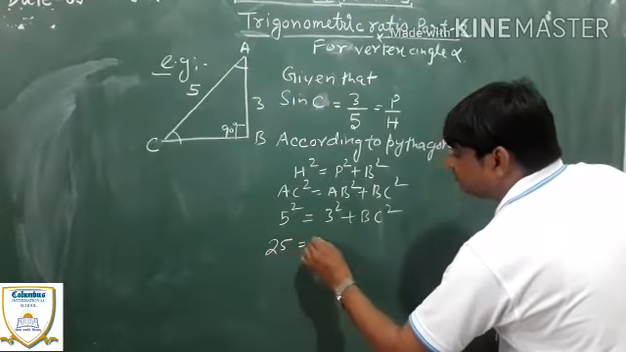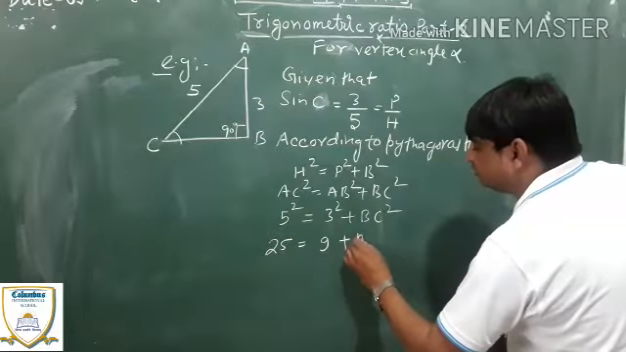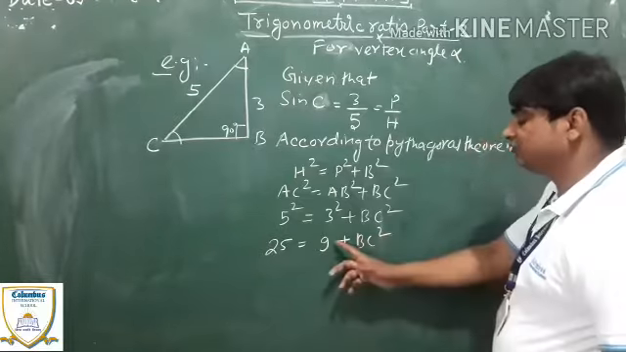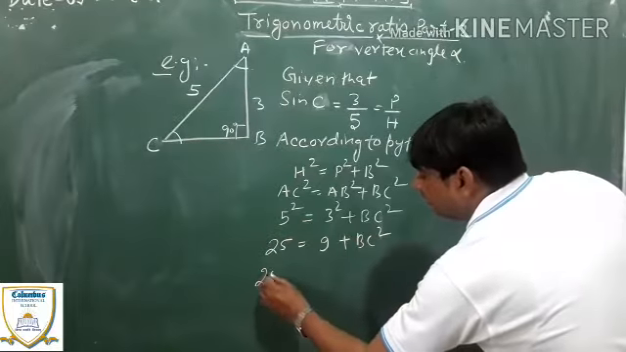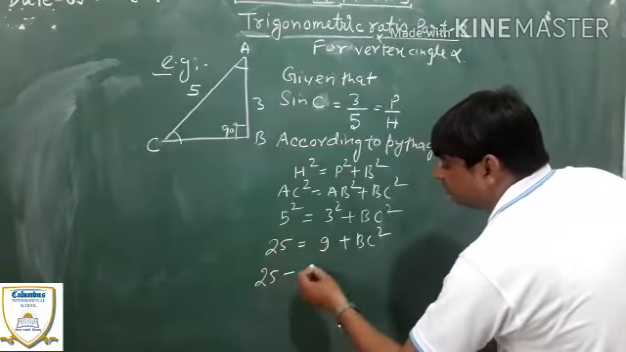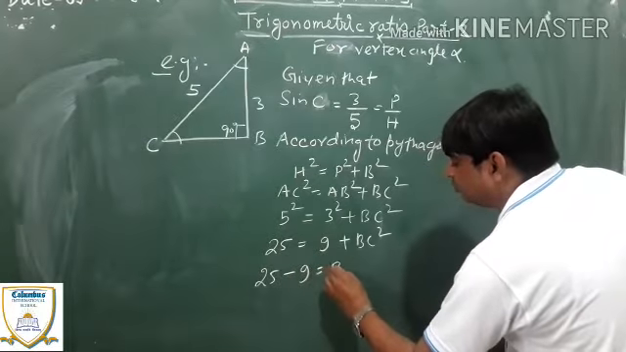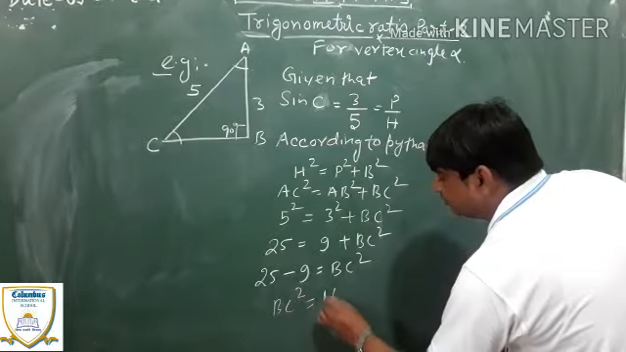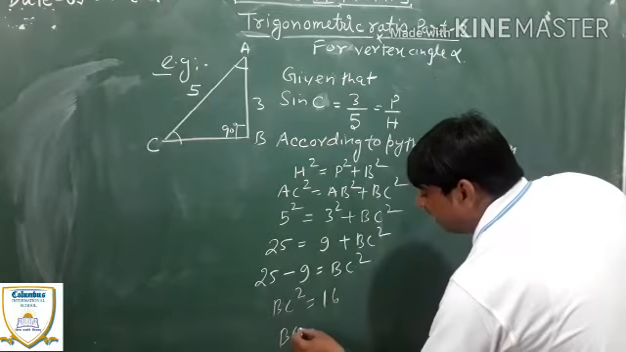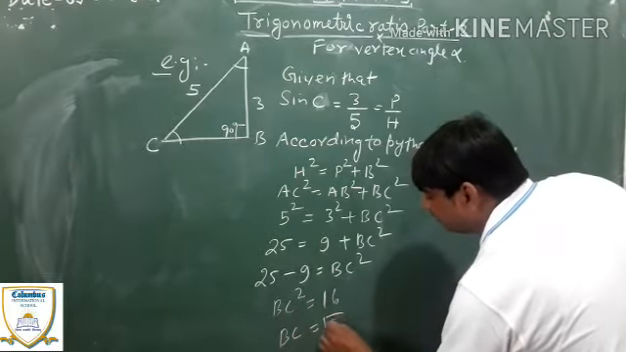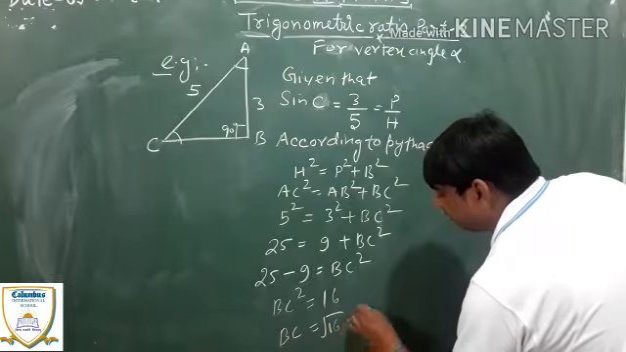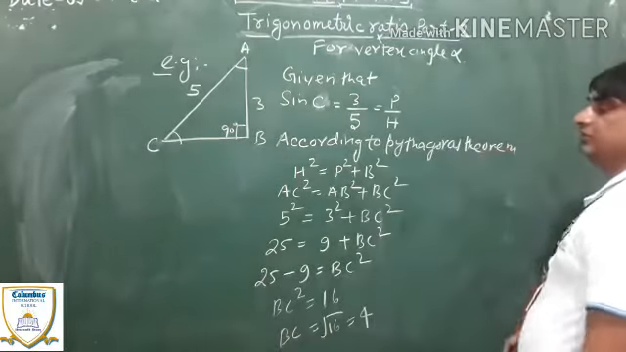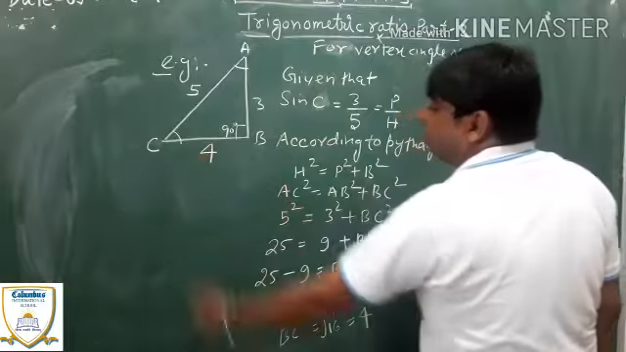25, that is 5 square, equals 3 square, 9, plus BC square. If you transfer the term 9 to the other side, it is converted into minus. BC square is equal to 16. When there is a square, then the square root is taken. The square root of 16 is 4. It means the base is 4.